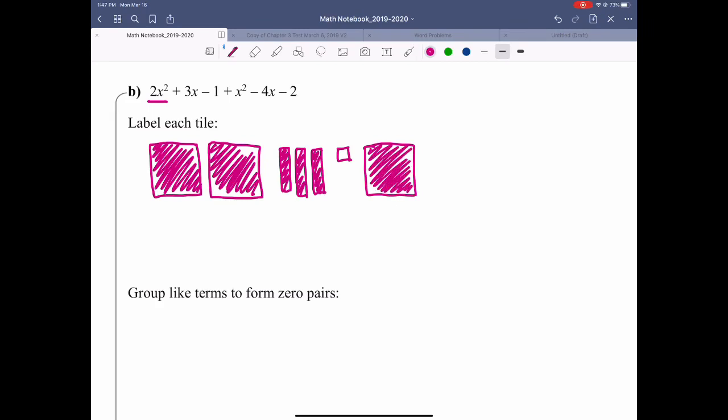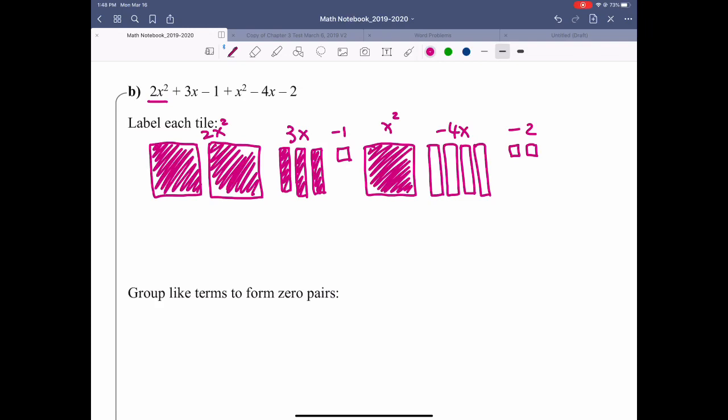Okay, and then minus 4x. Minus 4x should be negative, so that's empty rectangles. That's -4x, or minus 4x, okay? I'm actually going to label each one of them. This is 3x. This is minus 1. This is x squared, okay? And then I have minus 2 left. Minus 2, just white little boxes, 2 of them.